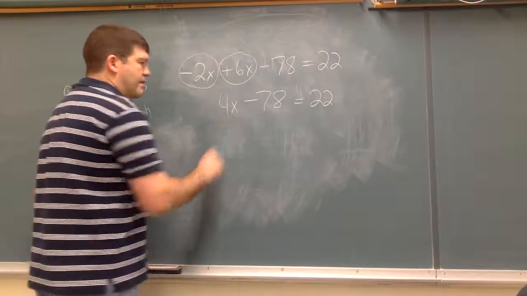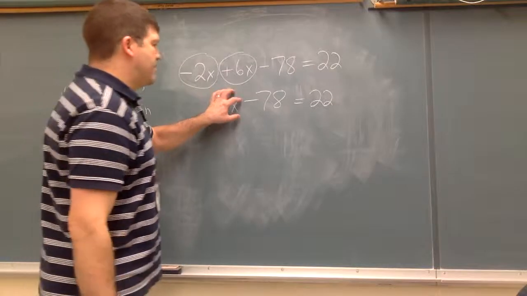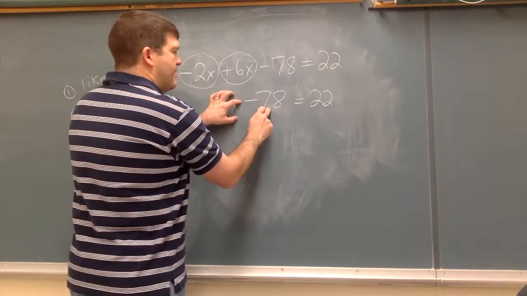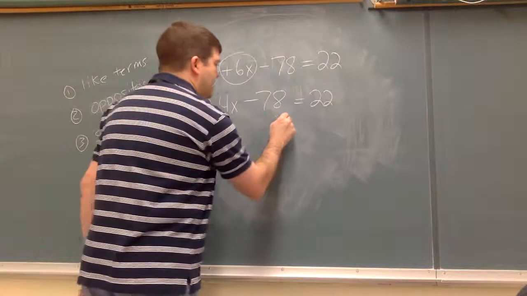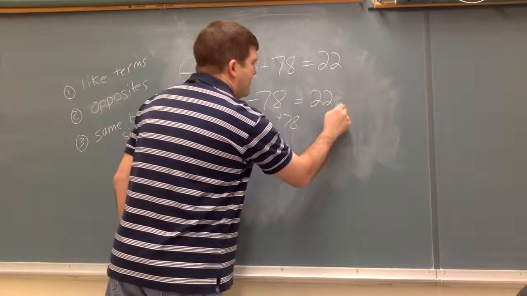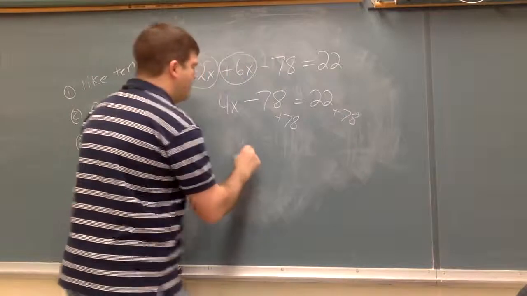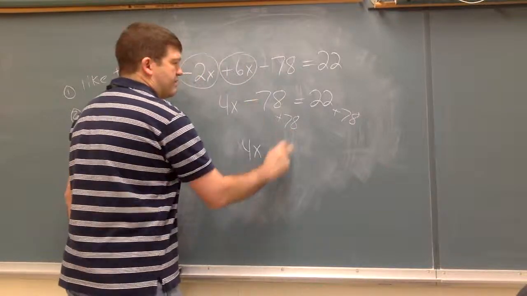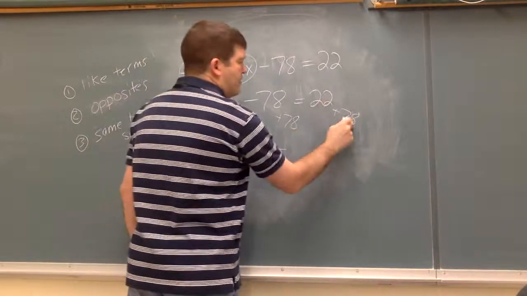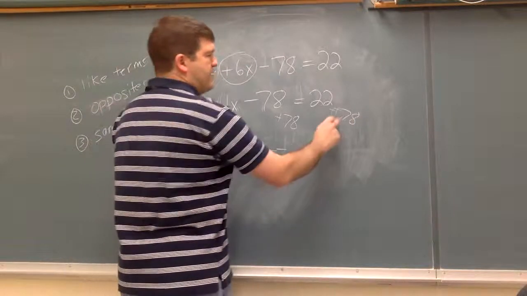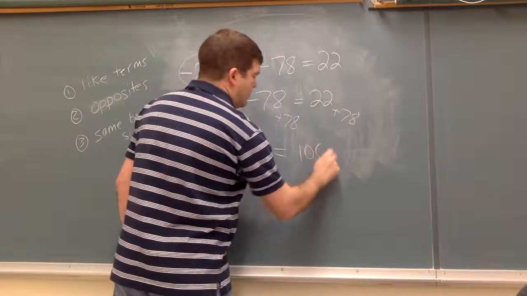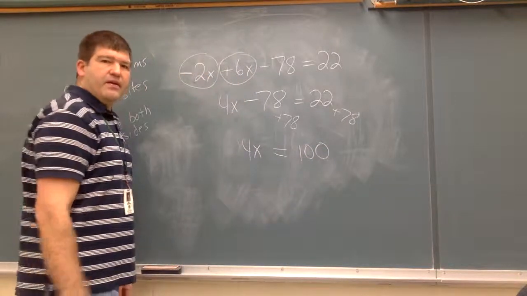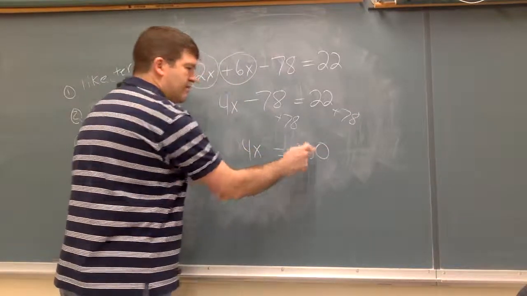All right, I want to isolate this x, so I'm going to keep that like that. I got to get rid of this on this side. Minus 78, I do the opposite, I plus 78. So it's 4x, that gets rid of each other, equals 22 plus 78. That 2 takes it to 80, and plus 20 is 100. All right. Now I have 4 times x equals 100.